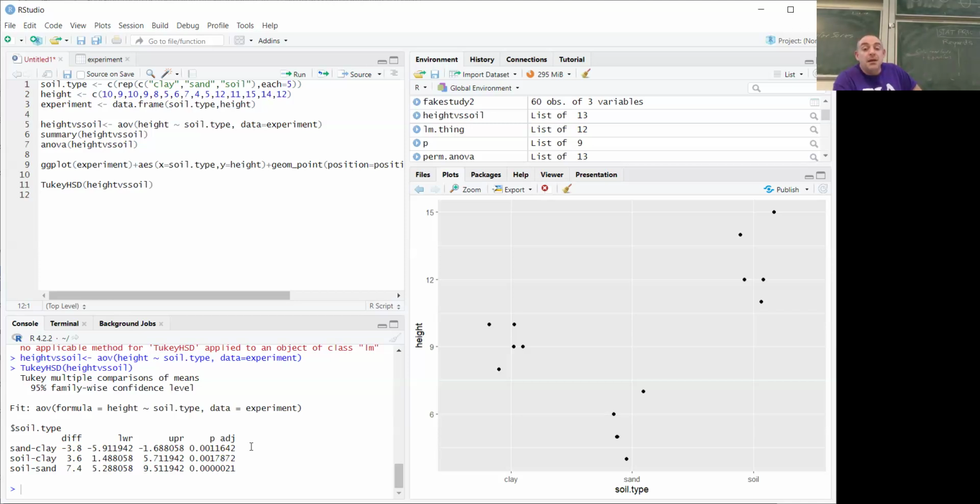But it may be that if these two are really close together and this one was higher, that these two wouldn't be significantly different and this one would. Let me just see what happens if I make my clay ones lower.